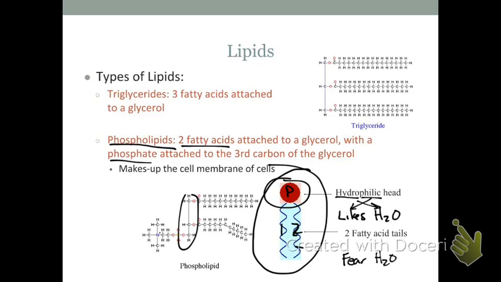So let's use this though. If hydrophilic means likes water, how can we write a word that means fears water? What should we start it with? Hydro. Anybody know a word that means you're afraid of something? Phobia. Hydrophobic is what we use to describe the tails that fear water, that push away water, repel water. They don't like the water. If you don't like going swimming, you might be hydrophobic too.